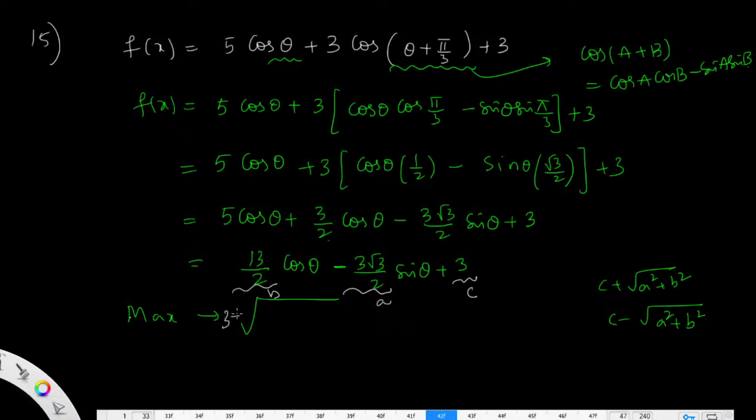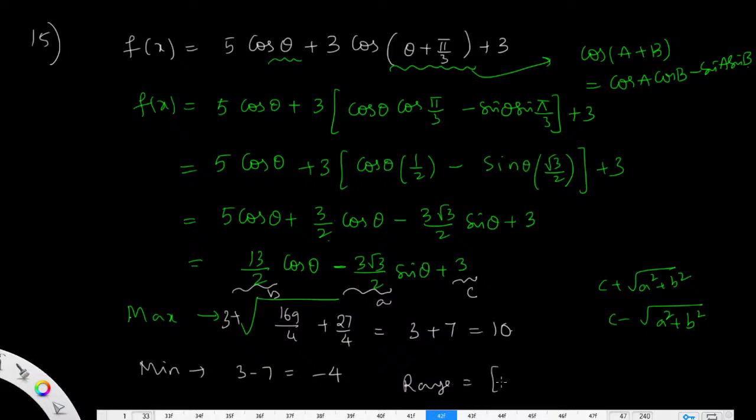So 3 plus root of 169 by 4 plus 27 by 4, so 3 plus root of 196 by 4, which is 3 plus 7, equal to 10. So the minimum value is 3 minus 7, which is equal to minus 4. And the range is minus 4 comma 10. That is the answer. Yes, Sharwani, super. Manvita, super. And next question.